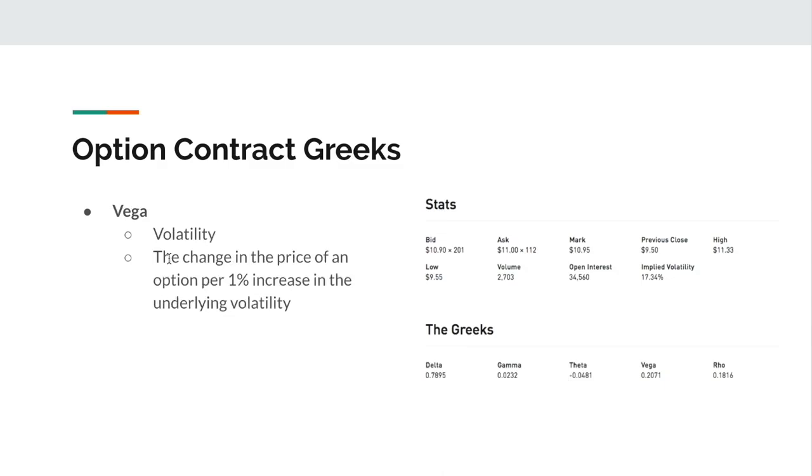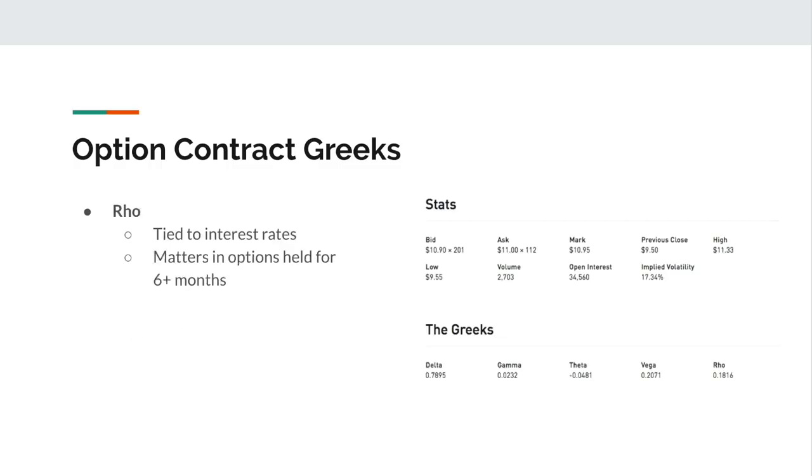Vega is directly tied into volatility. It's the change in price of an option per 1% increase or decrease in the underlying volatility. And then finally, Rho, we just covered that real quick. It only matters when you're trading options for 6+ months as interest rates are tied into the market.